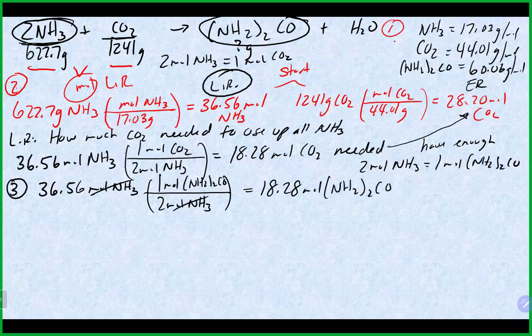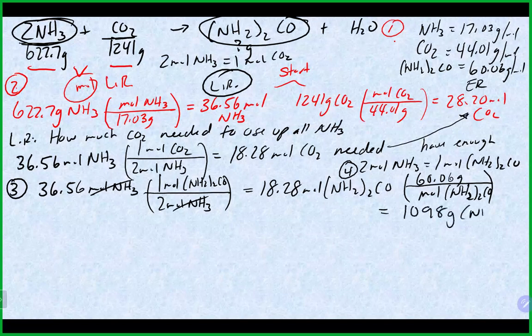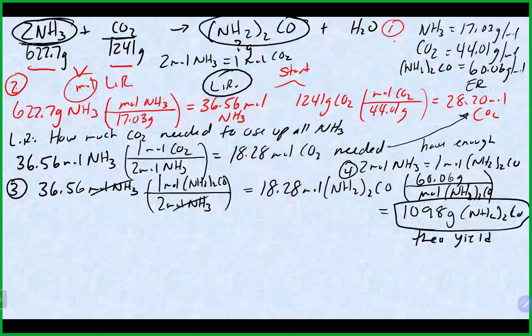And lastly, here we can use the molar mass that was given to us. And again, if it was not given to you, you would need to go to the periodic table to convert those into grams. So if we do that, and this would be kind of like our 4th step there, times it by 60.06, looks like 1098 here. And once again, this would be our theoretical yield in this case. Any questions on any part of those steps there?